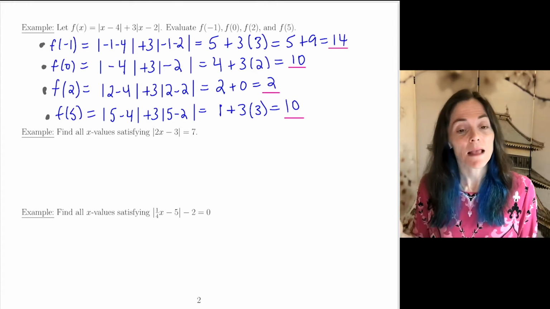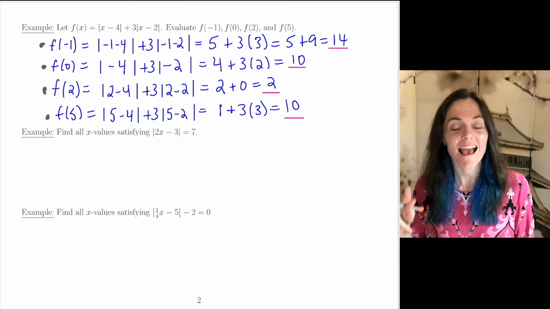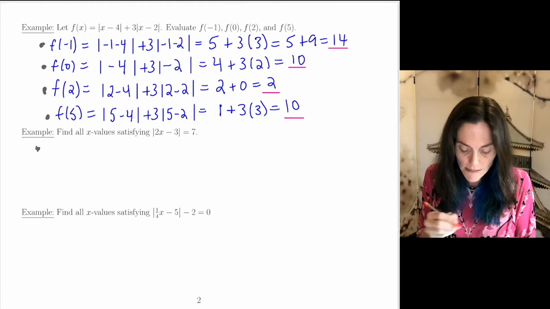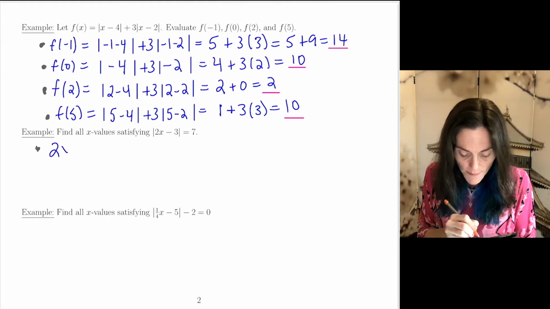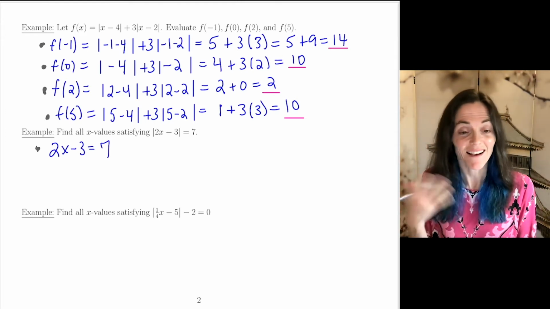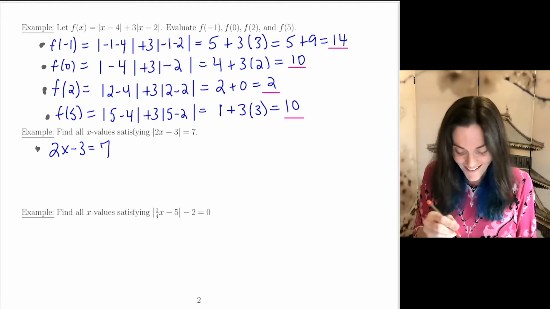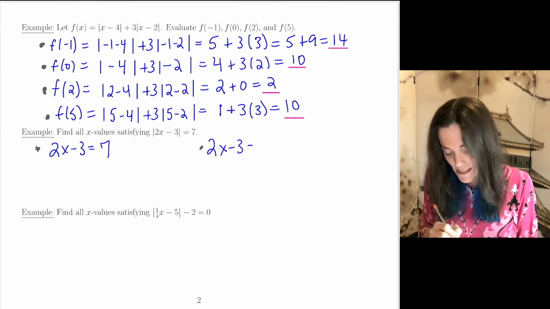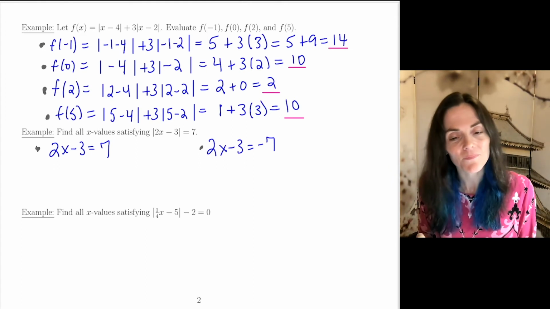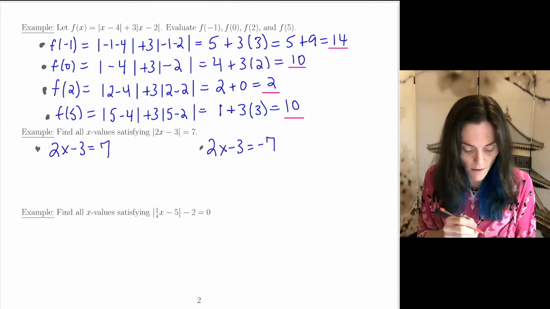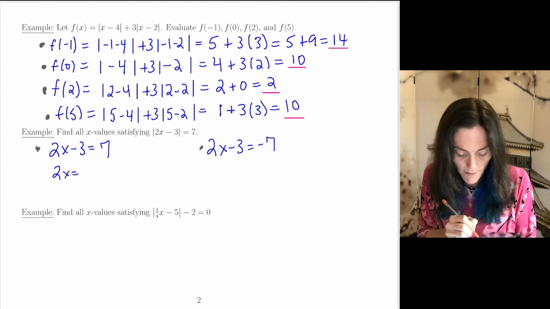The next example, find all x values satisfying the absolute value of 2x minus 3 is 7. Well, there's really 2 possibilities. Either what's inside of the absolute value is equal to +7, in which case the absolute value of 2x minus 3 would be 7, as we're looking for. But the other possibility is what's inside the absolute value is -7. And here also, the absolute value of -7 is 7. And so we have 2 different things to solve. Here I get 2x is 7 plus 3. I get x equals 5.